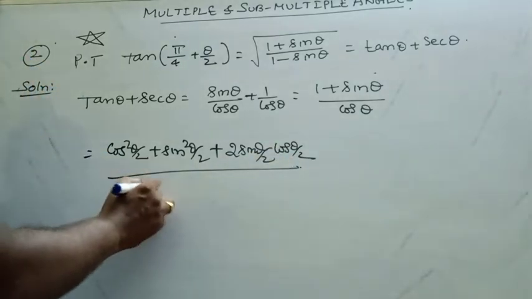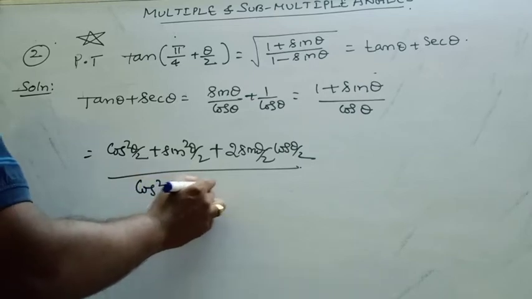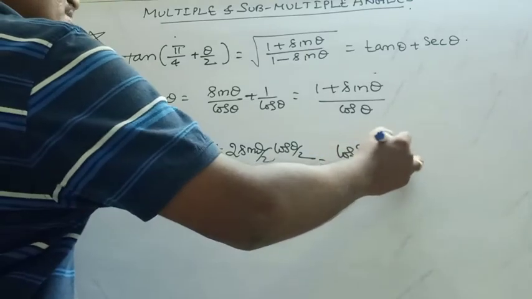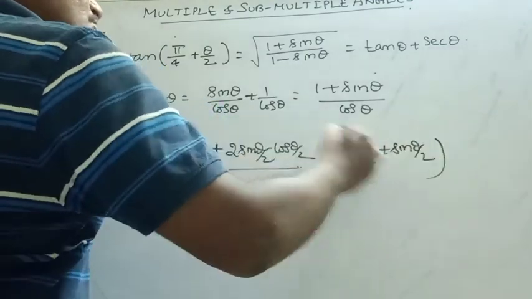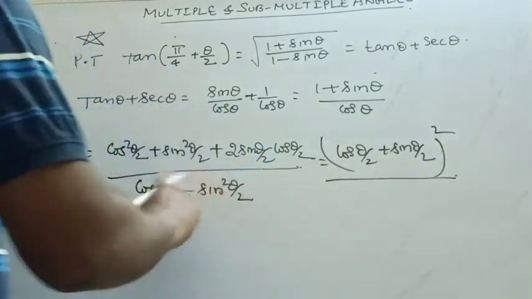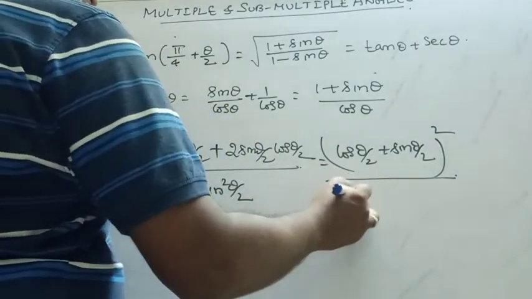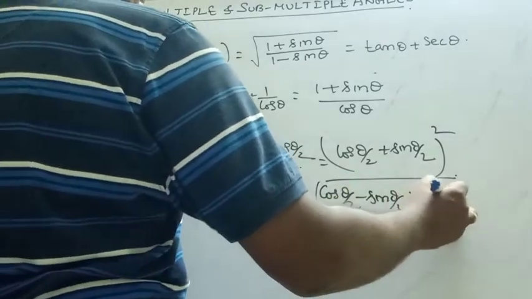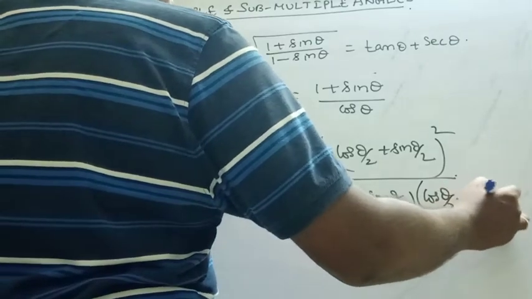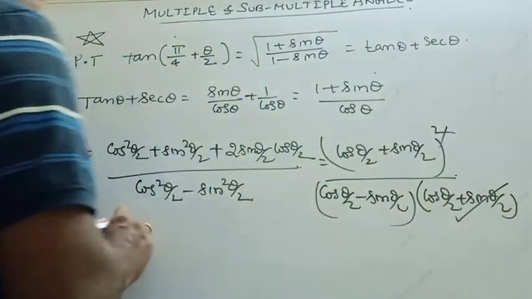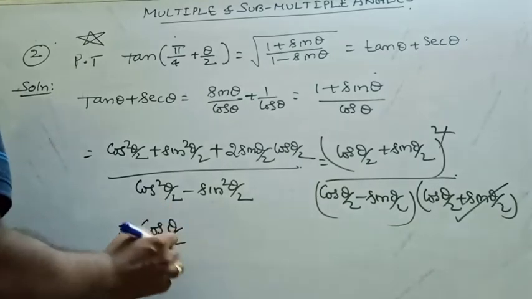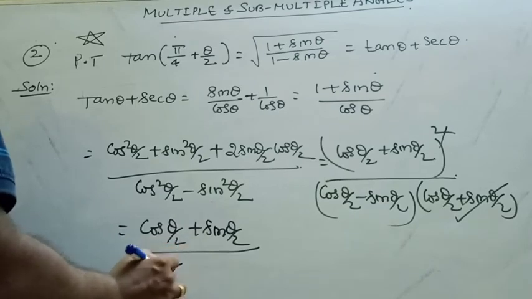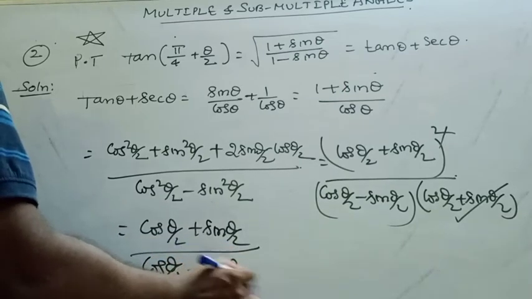And cos theta, you know, by the half angle formula, is cos square theta by 2 minus sin square theta by 2. Now this is equal to cos theta by 2 plus sin theta by 2 whole square, divided by, this is a square minus b square, cos theta by 2 minus sin theta by 2 into cos theta by 2 plus sin theta by 2. This will cancel. That means this is equal to cos theta by 2 plus sin theta by 2, whole thing divided by cos theta by 2 minus sin theta by 2.